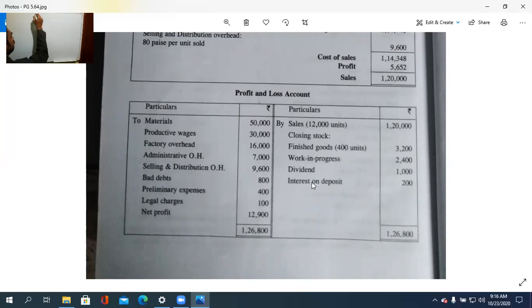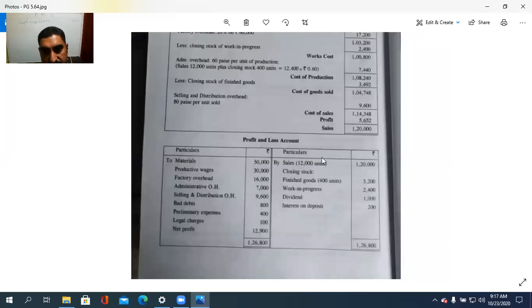So, profit reconciliation statement. Profit as per cost books, 5652. This is the amount, isn't it? Then, what are the items to be added? What are the items to be deducted?